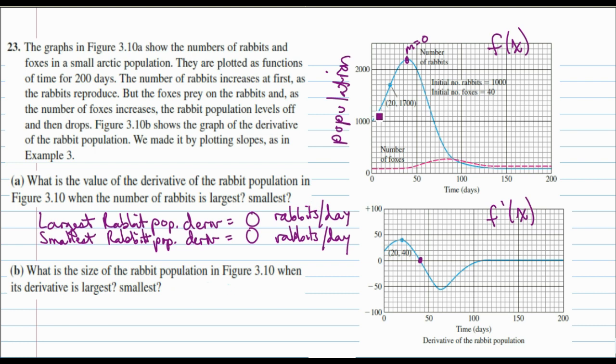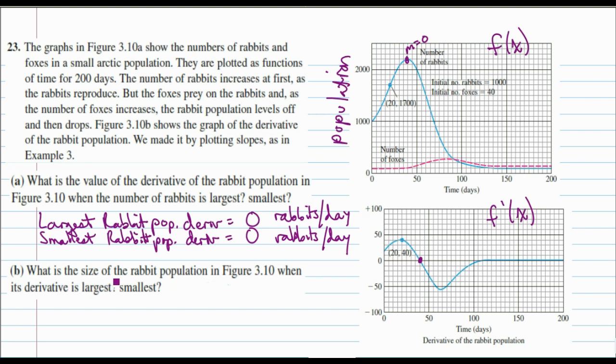So when the population of rabbits hits a maximum here at about 40 days, it's not really changing at all. There's 0 rabbits per day for just a day, and then it starts decreasing. Or as the rabbit population levels out, it stops changing. It changes at 0 rabbits per day.